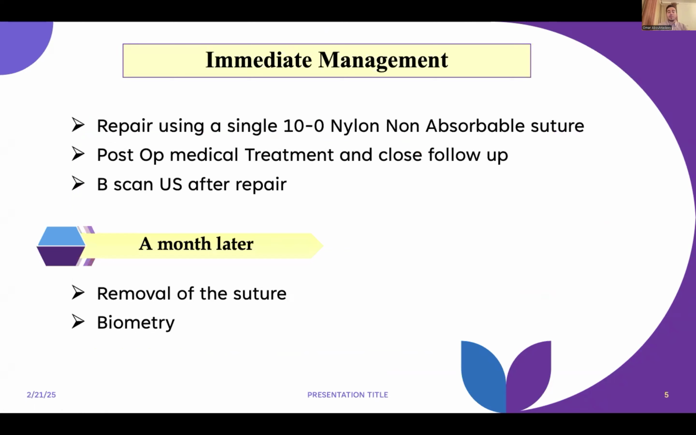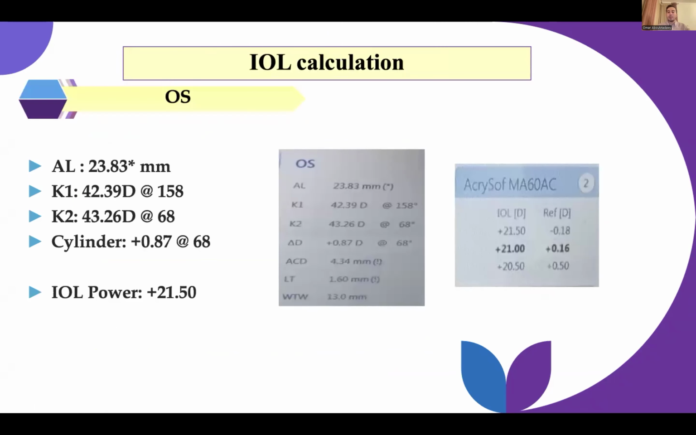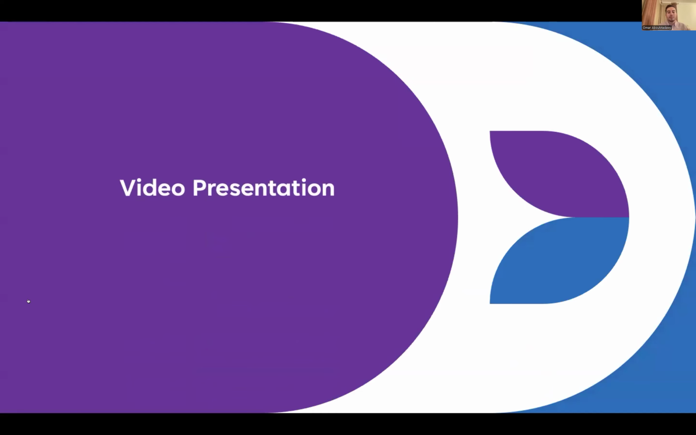Immediate repair of the full thickness corneal laceration was done by myself using a single 10-0 nylon non-absorbable suture. I avoided the creation of a paracentesis in order to reduce the suture-induced astigmatism that might result. Post-op medical treatment was given, and a B-scan ultrasound was done later on to exclude any posterior segment pathologies. A month later, I was able to remove the suture and do a biometry. The striking feature that I always look for in that biometry is the astigmatism, as that gives me an impression about the astigmatism created by the scar itself as well as by my sutures.